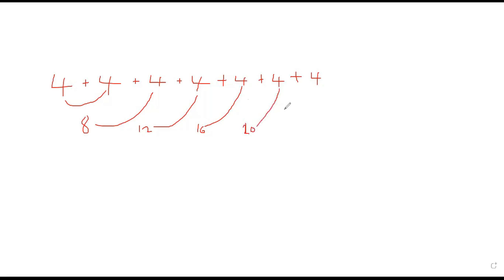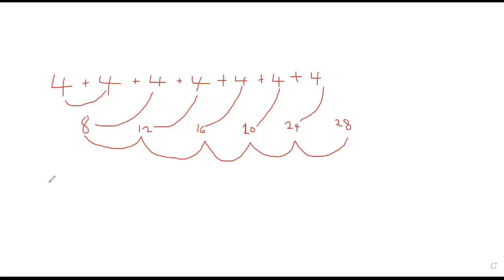You add 20 to this 4, it gives you 24. You add 24 to this 4, it gives you 28. Now, this simply means that the multiples of 4 are 4, 8, 12, 16, 20, 24, 28, and so on.